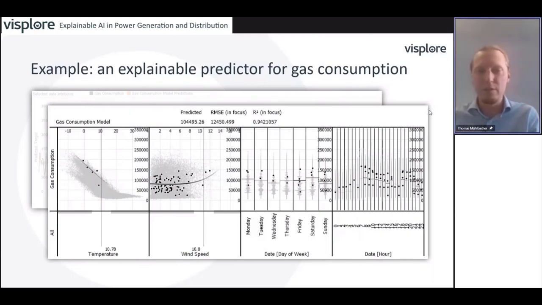So you see some benefits here: trust, confidence, and you also learn something about the underlying phenomenon. And these are some of the benefits of explainable AI.